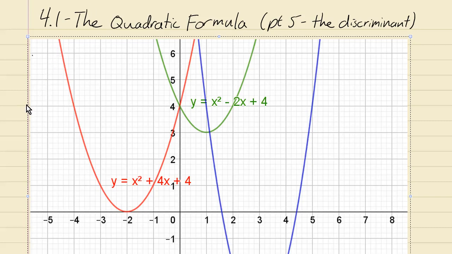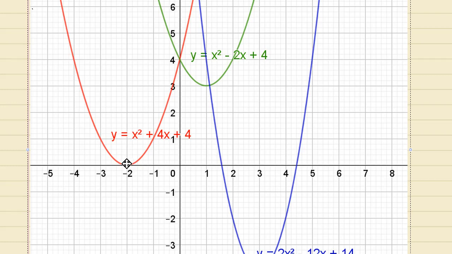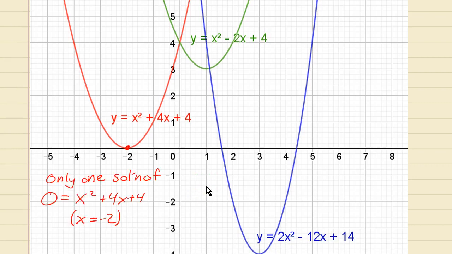Okay, so here we're going to look at a thing called the discriminant, which is a way of telling how many solutions a quadratic equation has. So here I have three graphs of quadratic equations, where I just made y equal ax squared plus bx plus c. And you notice with the red one, it only has one x-intercept right here. So that means that negative 2 is the only solution of 0 equals x squared plus 4x plus 4. So yeah, that's the only value of x that makes the y coordinates come out to be 0.